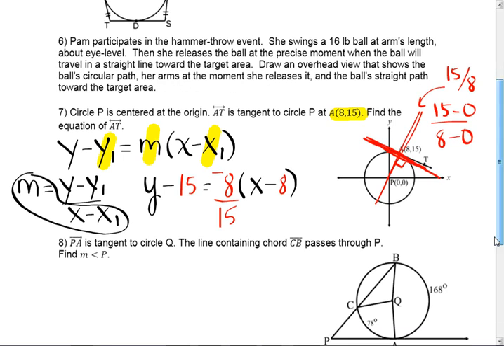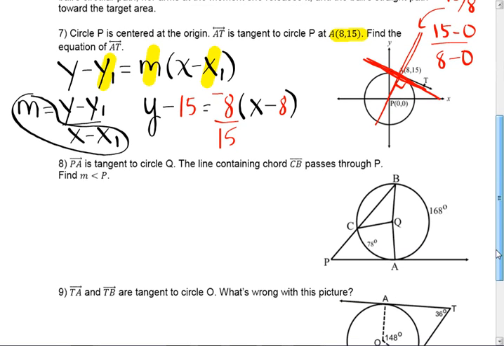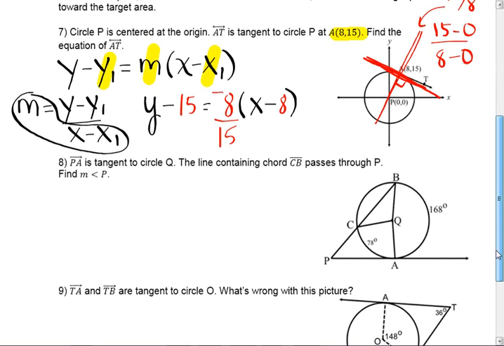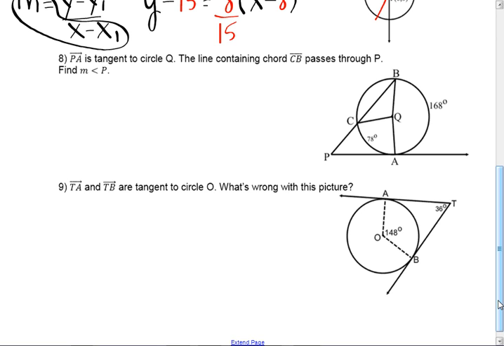Now, what about number 8? I probably copied it wrong. I copied it wrong. It should be 8/15. I just copied it wrong. I copied it as 18. Well, you have tomorrow too.